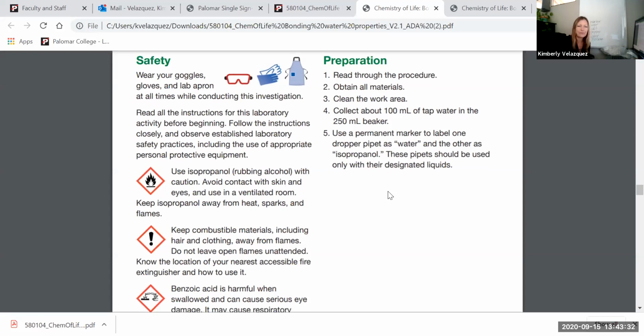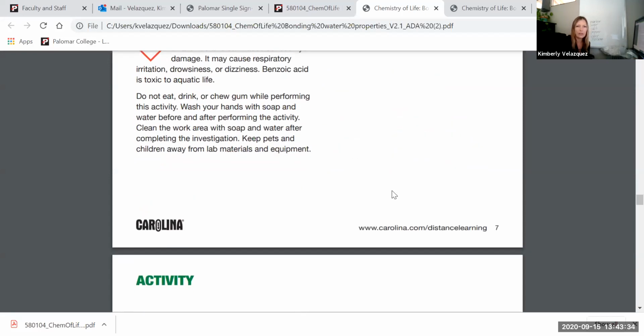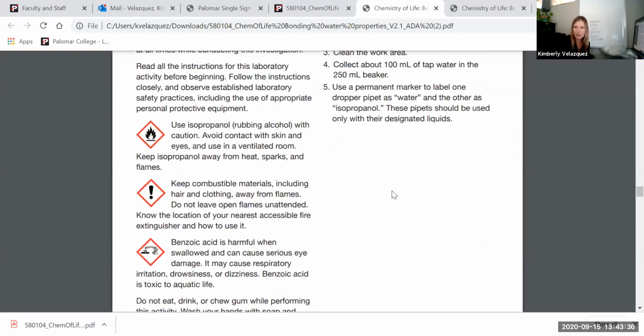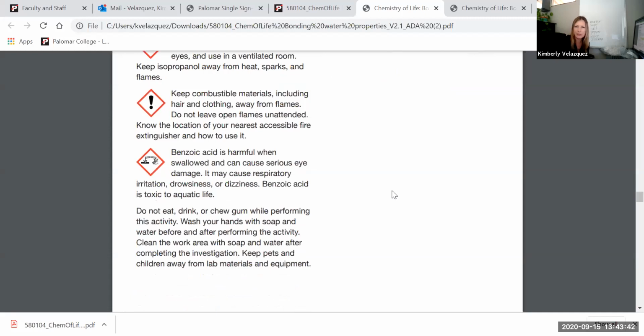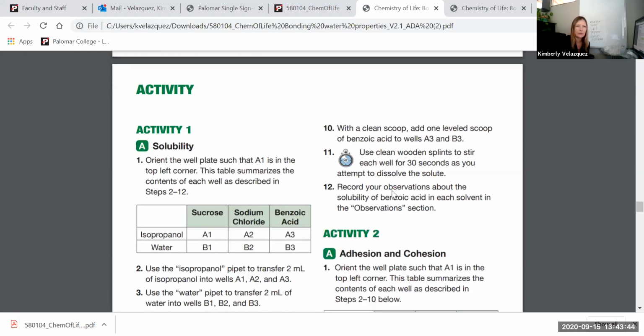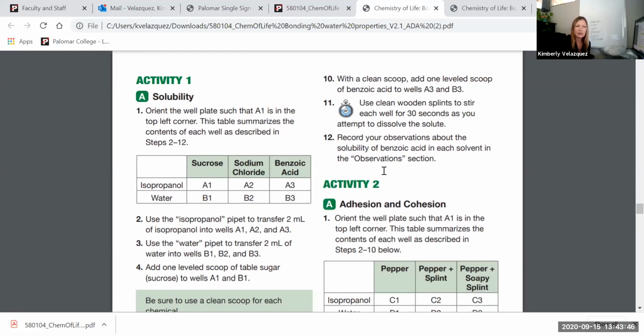Oh, these are all the warnings. Please don't catch anything on fire. Again, don't drink or eat any of the materials. Don't stick them in anyone's eyes, including your own. Please wear your goggles.